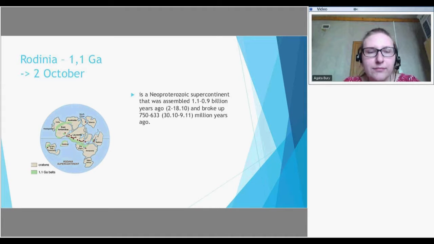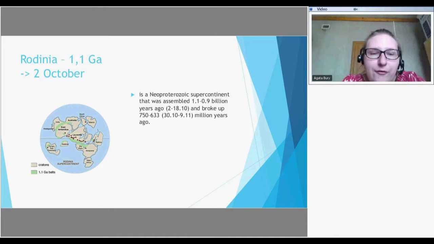The next thing which I want to tell you about is the supercontinent Rodinia. Supercontinents form during Earth's history every 200, 300 million years. Then they break apart, and the continents collide again, and this cycle is called the Wilson cycle. And one of these supercontinents, where all continents were connected, formed 1 billion years ago. So in our year, it's 2nd October.